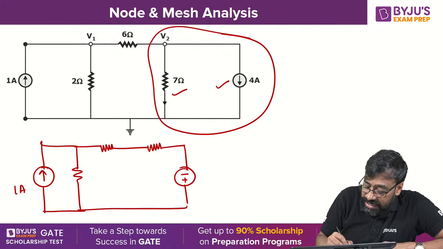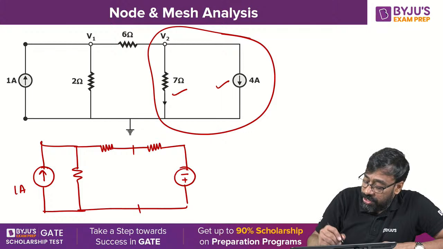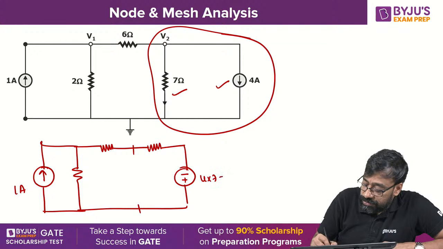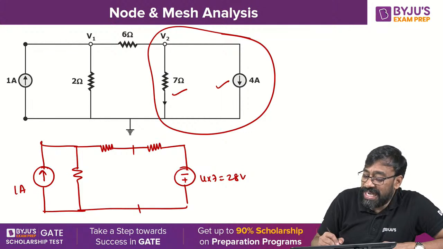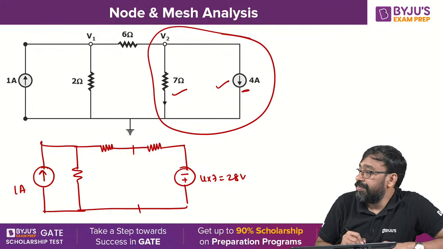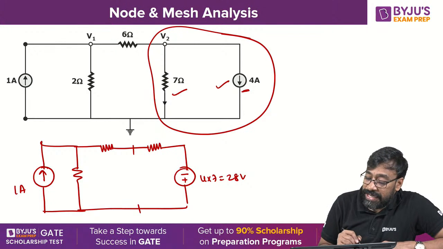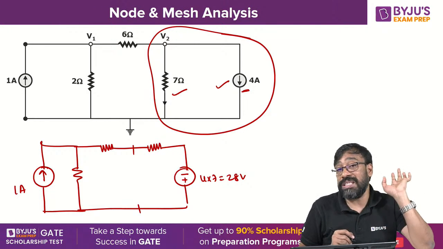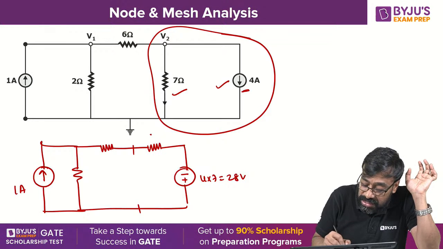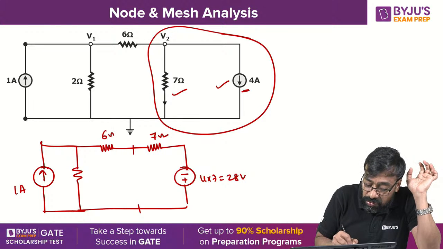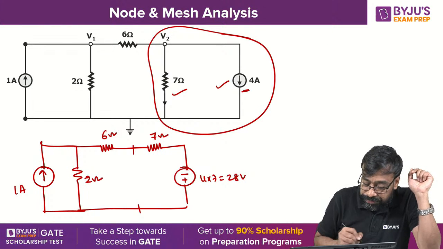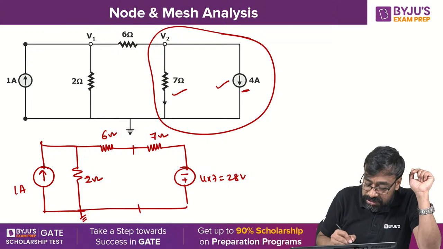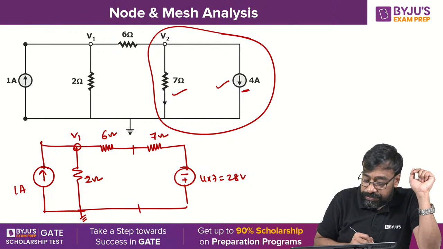Source transformation is correct? Please tell me. 4 into 7 is 28 volts. I am putting minus plus because the current is in the downward direction, therefore I am putting minus plus polarities. And this is 7 ohm, this is 6 ohm, this is 2 ohm. You understand? This is 0, this is V1.